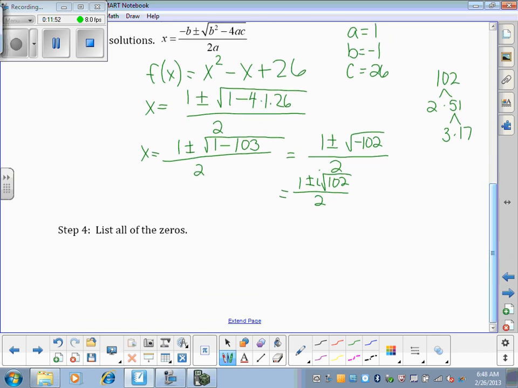So if you were to list all the zeros here, the zeros would be 7, and then you'd get 5 plus i and 5 minus i. And so that's how you're going to use synthetic division to simplify this equation.